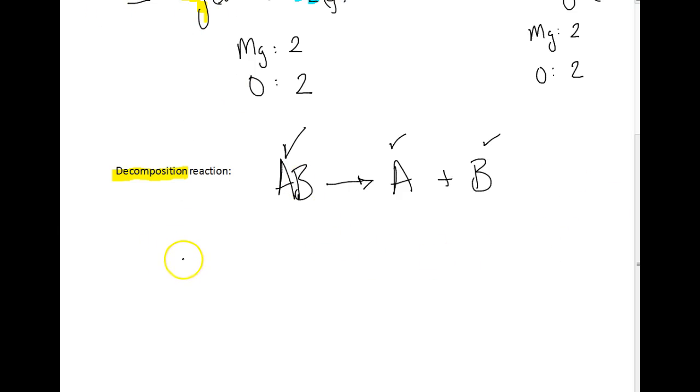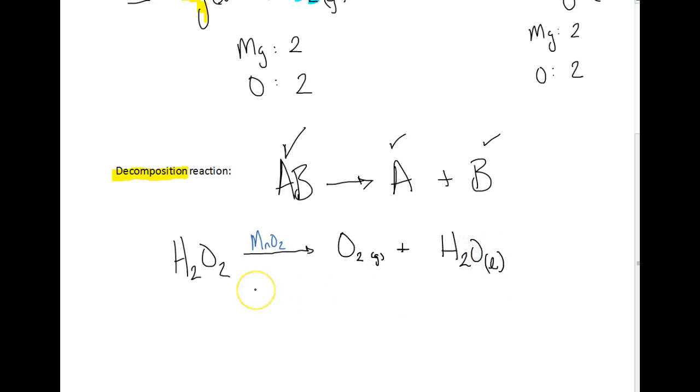The example that we saw yesterday in our lab was we took some 3% hydrogen peroxide solution and decomposed it with a catalyst, manganese dioxide, and we saw a bunch of bubbles form, and those bubbles were oxygen gas. What was left over at the end was also some water, and we tested for the presence of that oxygen gas. So this takes the form of a decomposition reaction with a single compound breaking up into a single compound and another compound. Let's go ahead and balance this out real quickly.